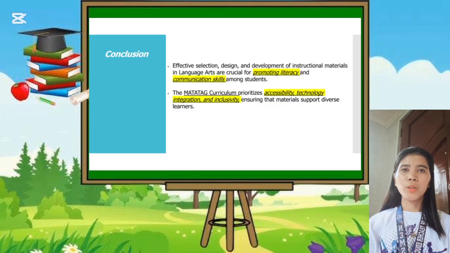In conclusion, effective selection, design, and development of instructional materials in language arts are crucial for promoting literacy and communication skills among students. The MATATAG curriculum prioritizes accessibility, technology integration, and inclusivity, ensuring that materials support diverse learners.